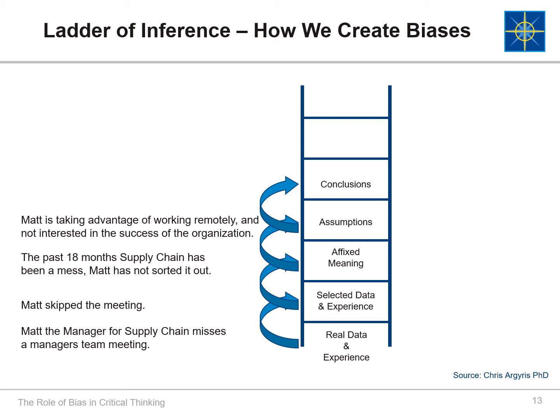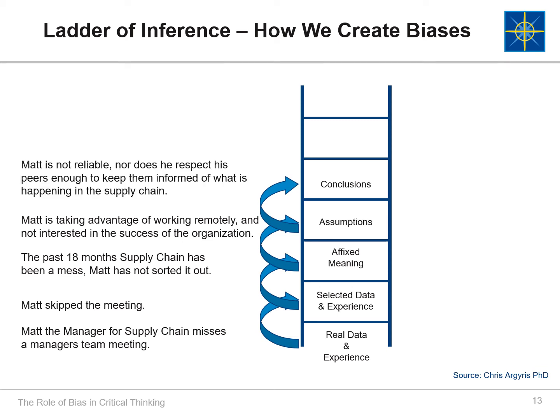This is when we make a firm conclusion based on our assumptions, based on the meaning we assign to the data we selected using our bias as our lens on the experience we had. Keep in mind that we have still not acknowledged all of the facts and realities that we could have been considering from the very beginning. Matt is not reliable, and supply chain will continue to be a mess as long as he is running it.